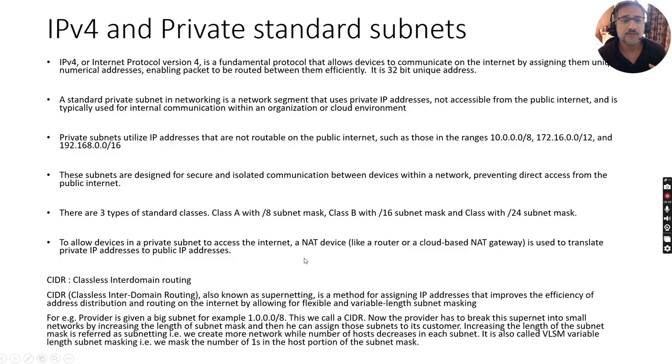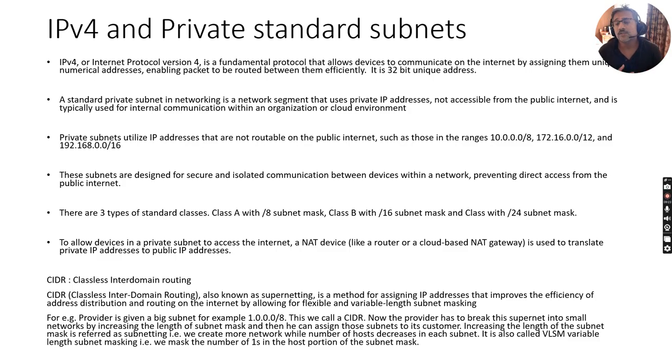When you say Class A, the subnet mask is /8. When you increase the subnet mask of the Class A, it can be /10, /12, /14, whatever. So basically you are increasing the length of the subnet mask. So it won't be a standard Class A. That's why we call it classless. Now it is not following a typical class. And because you are changing the length of the subnet mask, it is called variable length subnet masking.